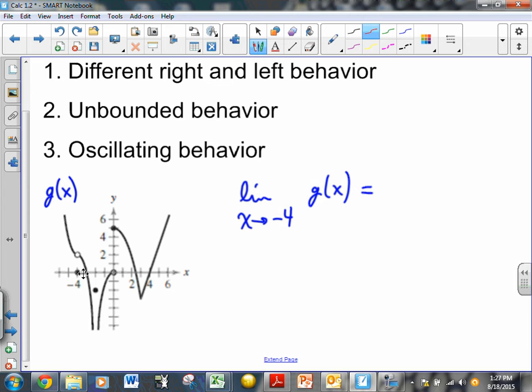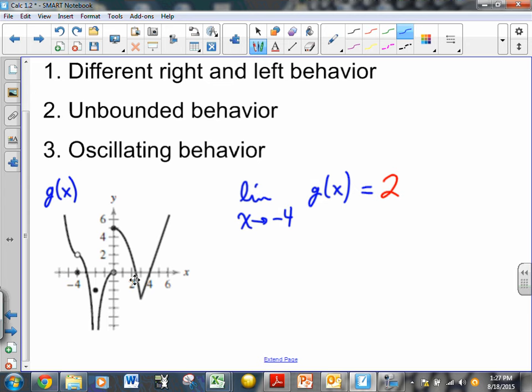As x approaches -4, I'm approaching it from the left on this side, and it's coming down to right here. I'm approaching it from the right of -4 here as well. Well, this expected y value would be 2.